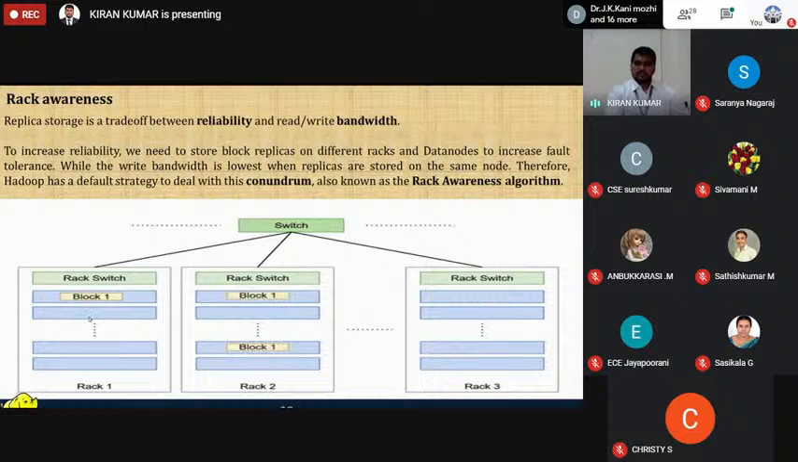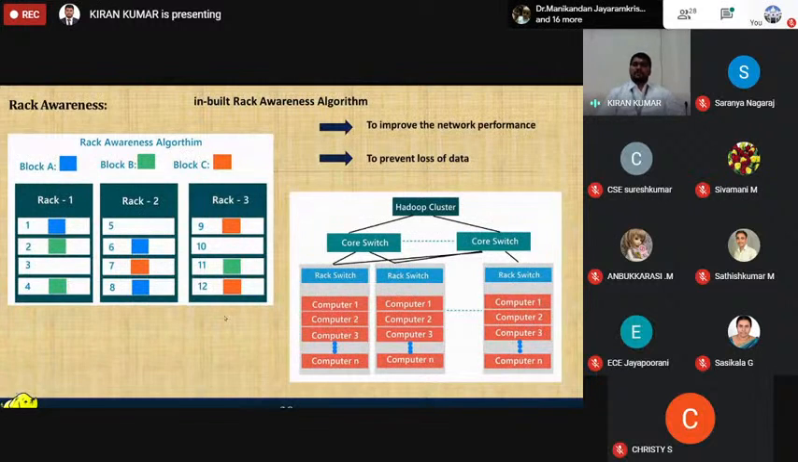So here it is just a replication, but we need to understand how this rack awareness algorithm works. The rack awareness algorithm is inbuilt. We are just trying to understand how it works. The client has no input to give here. It does it automatically, but we need to understand how this works. So you can see I have 3 racks, I have 3 blocks.